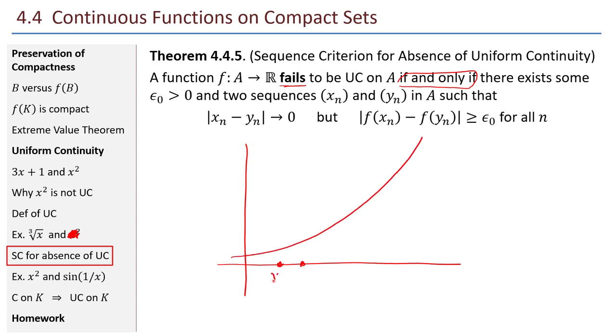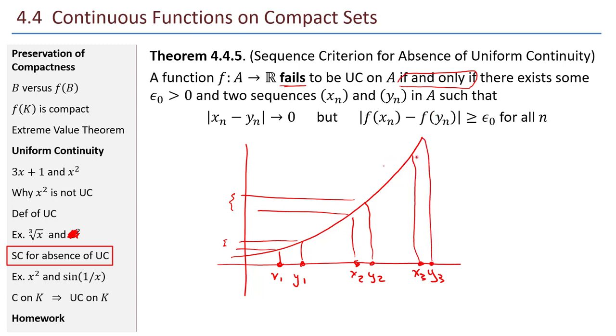I can have an x1 and a y1 and an x2 and a y2 and an x3 and a y3, and you'll notice I've tried to draw it so that x1, y1 are close together, x2, y2 a little bit closer, x3, y3 closer yet. But what's happening when I plug those numbers into my function? The function values are spread apart. In the second case, the function values of x2 and y2 are still spread apart a little bit more. The function values on x3 and y3 are still spread apart.